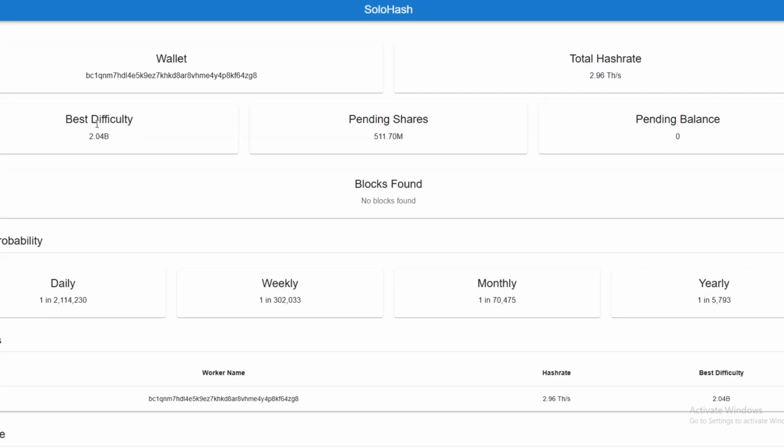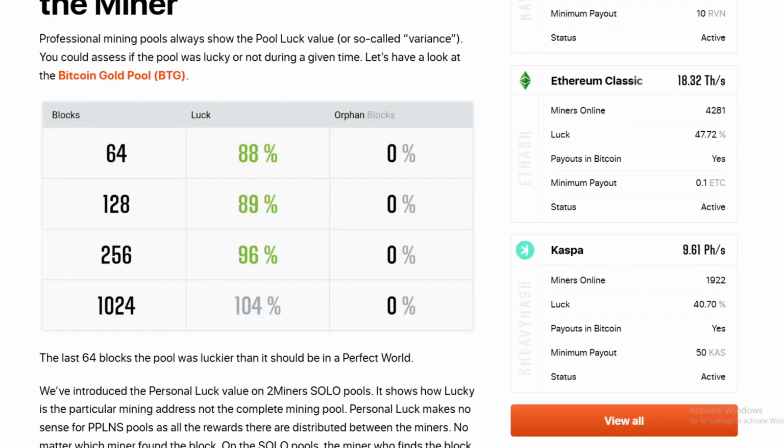So for example, we hit a difficulty of 2.04b there, but the current network difficulty is maybe 114t at current time. So nowhere near that. But if we did hit one of those blocks, then we would be considered very, very lucky because we didn't put in the amount of effort or work required on a probability scale to actually hit that block.